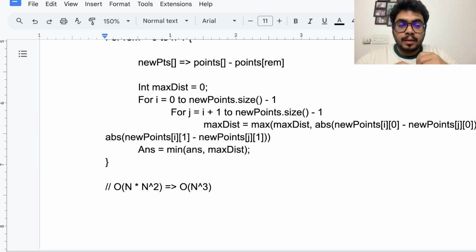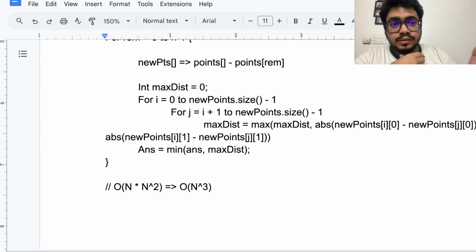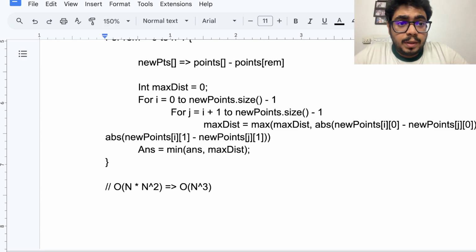Okay. So that is what the brute force is all about. You can try implementing it. You'll get TLE obviously, but still it would be a good implementation exercise. Let's think about how to optimize it.